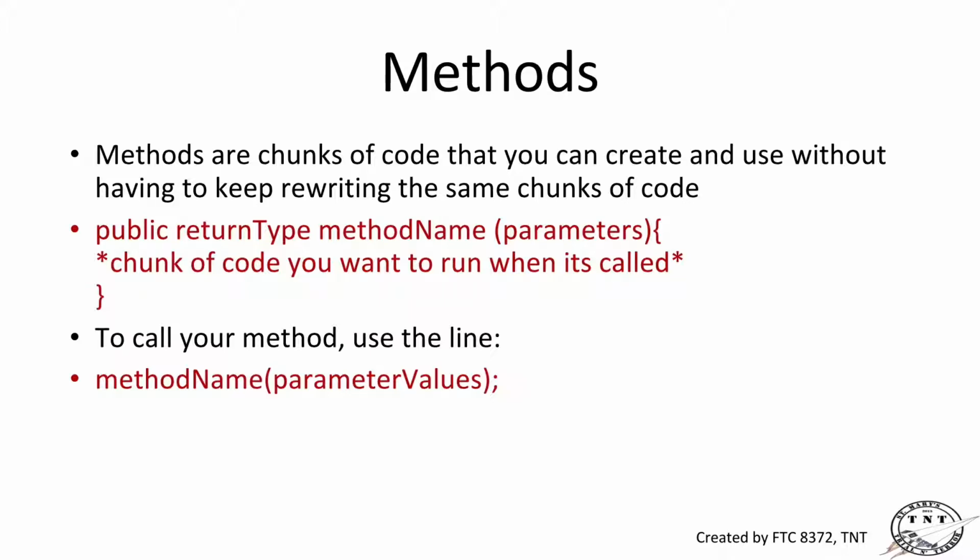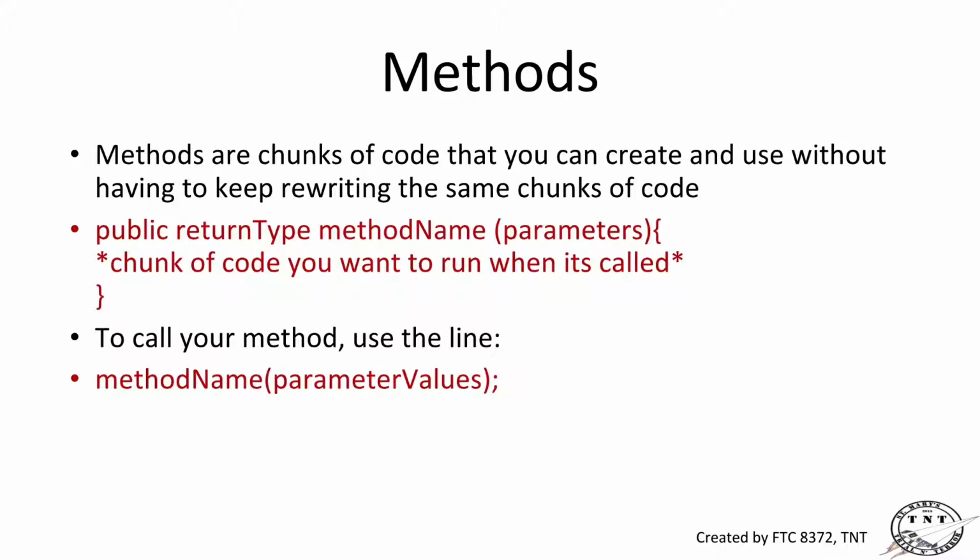So methods are basically chunks of code that you can create and use without having to rewrite the same chunks of code. Let's say you have a 50 line chunk of code that makes your robot shoot a ball or climb a hill. If you have to do that same action multiple times throughout a program, you don't want to keep rewriting that code or copy paste it. So rather, you can make a method.